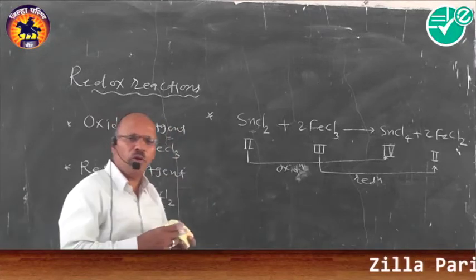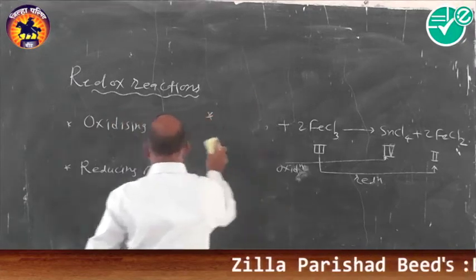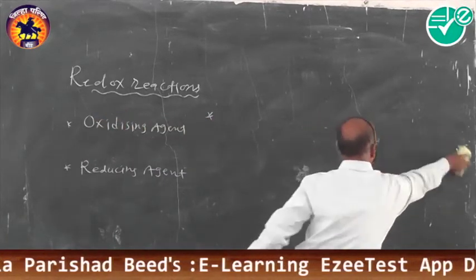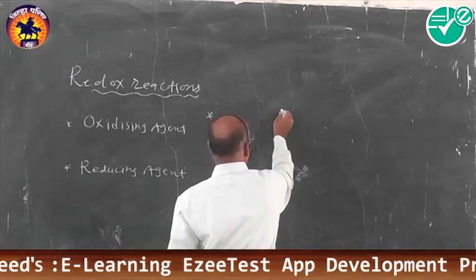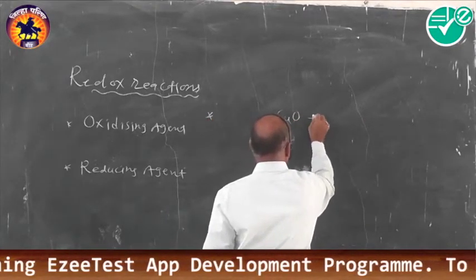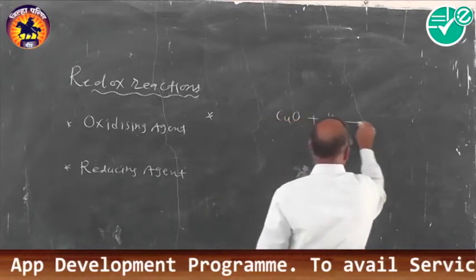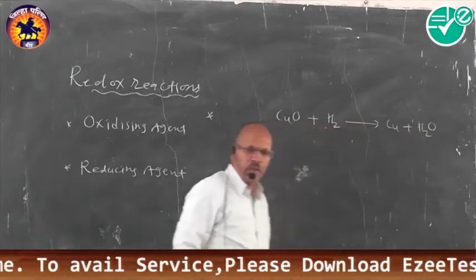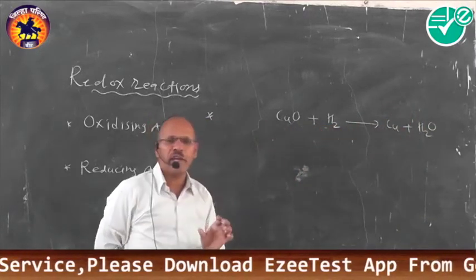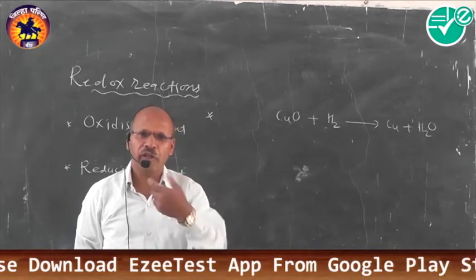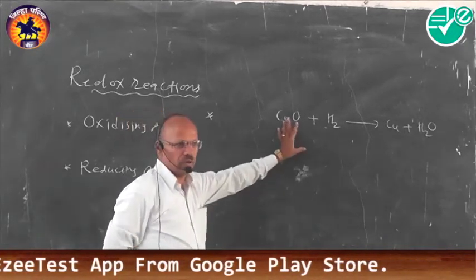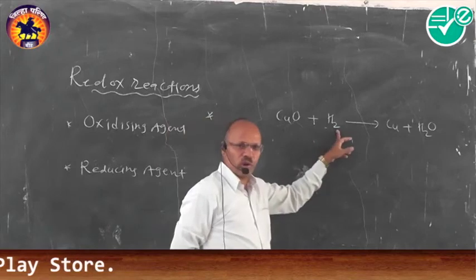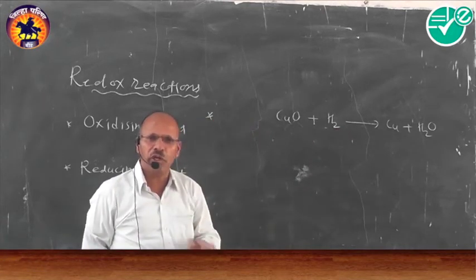Okay. Now we will illustrate the same with another example, so that this point will be clear to you. We have the example cuprous oxide plus H2, forming copper along with water. From this reaction, you have to find the reducing agent and the oxidizing agent. Check the role of cuprous oxide and the role of hydrogen.